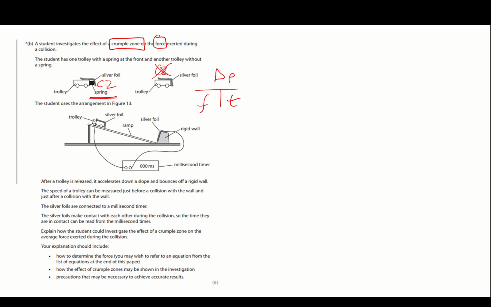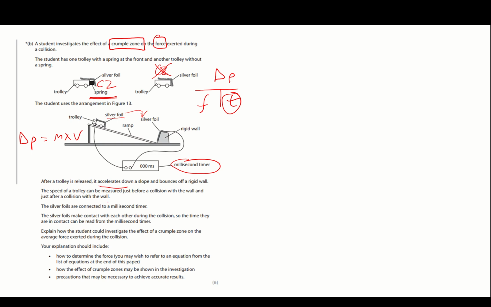Let's X through that. Next part, then we can see the trolley at the top. There's the ramp, and then we've got a millisecond timer, and we've got a piece of silver foil. And obviously when that silver foil is in contact with this silver foil, the timer will run. That will give us this. Clearly we can work out the momentum because we know from the previous question that momentum equals mass times velocity. So either they're going to tell us the masses or tell us the velocities, or they're going to ask us to work it out.